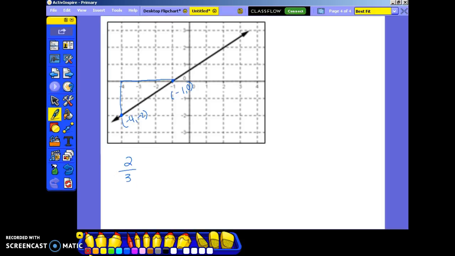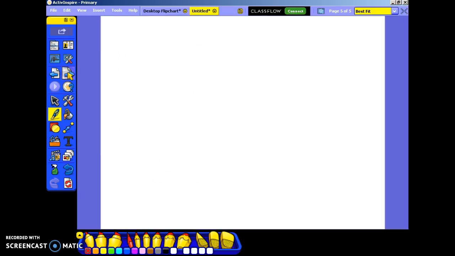I could pick another point and come up here to 2, 2. Again, we start with our left point, and we go up 1, 2, 3, 4. To the right, 1, 2, 3, 4, 5, 6. 2 will go to both 4 and 6. So I'm going to simplify that by 2. 4 divided by 2 is 2. 6 divided by 2 is 3. That is the same thing I got the first time. So my slope is 2 over 3. And that concludes our review of finding slope for a graph using similar triangles.